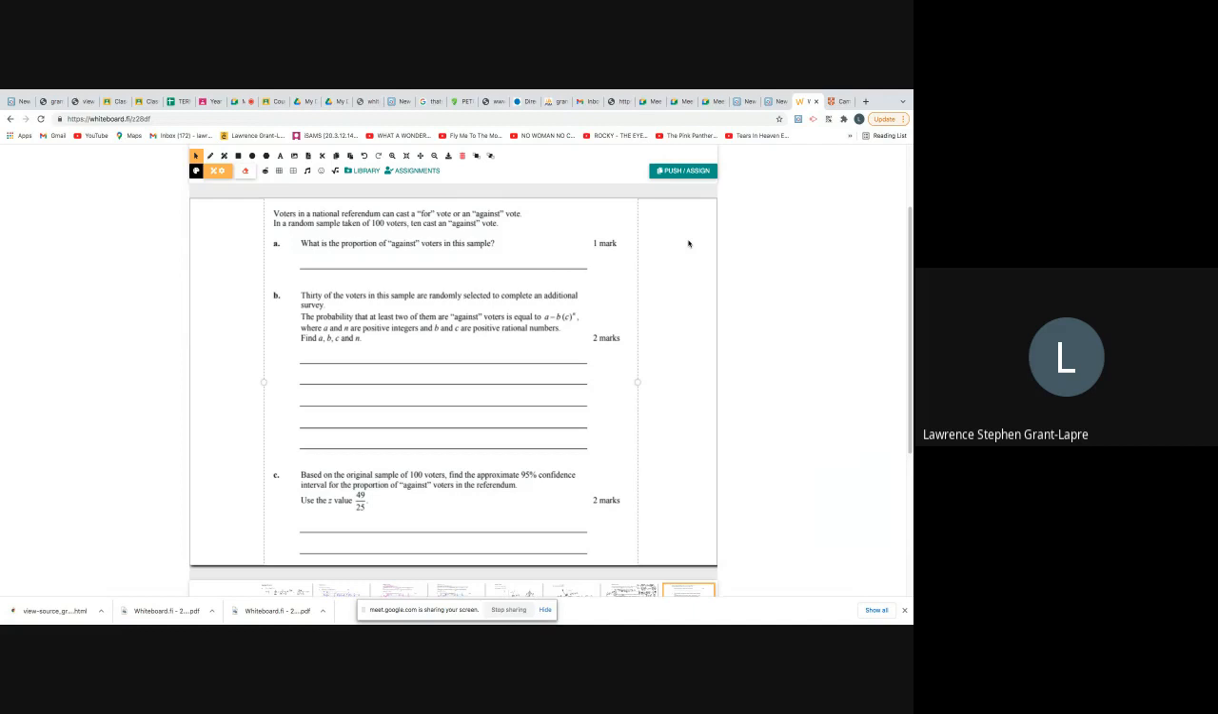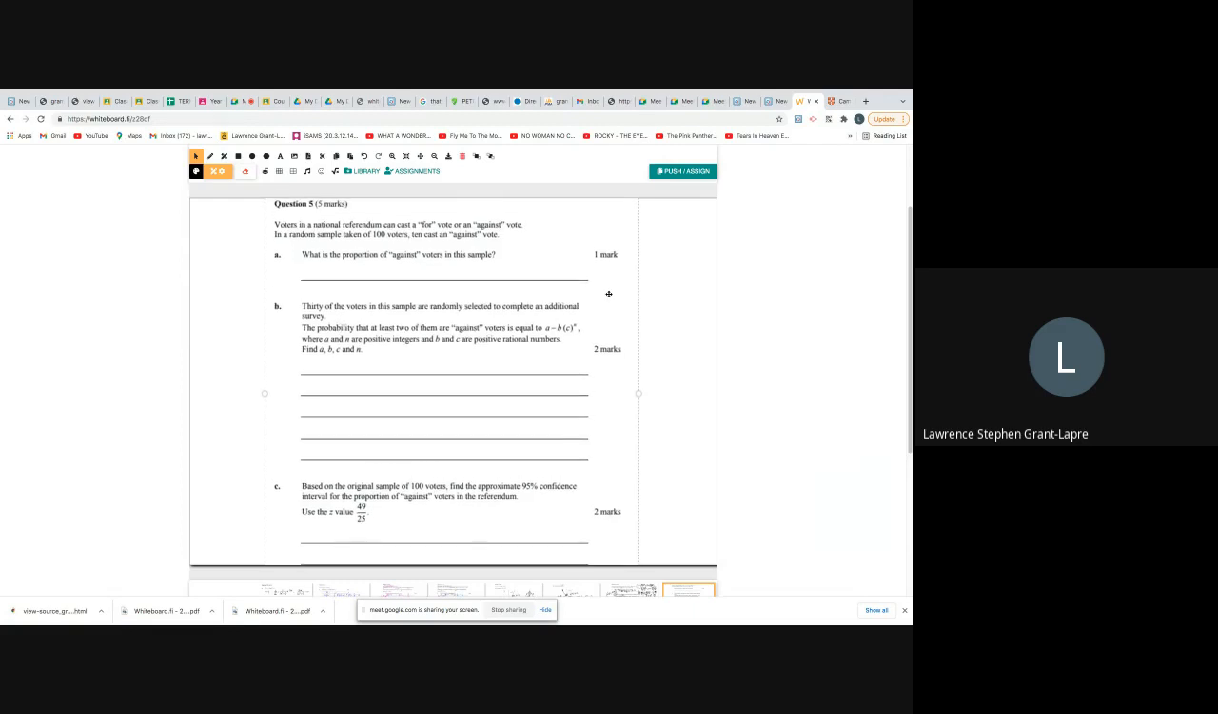Okay, so remembering we cannot use our calculator for these questions. Question 5: voters in a national referendum can cast a vote for or an against vote. In a random sample of 100 voters, 10 cast an against vote. What is the proportion of against? Well, it's 10 out of 100, so the proportion, I'll put little p, of that sample is 1/10, or 0.1.